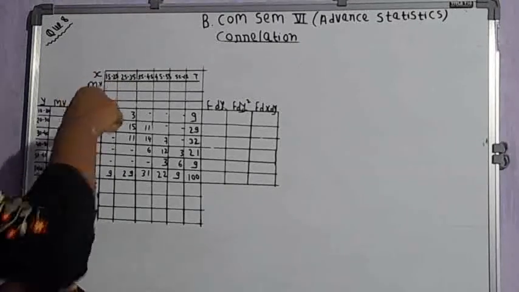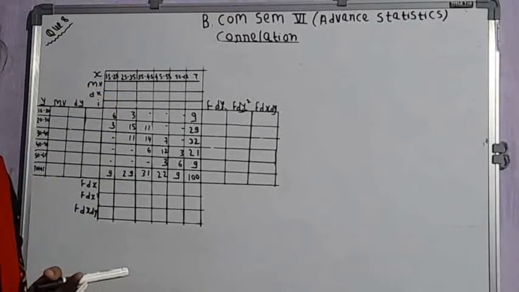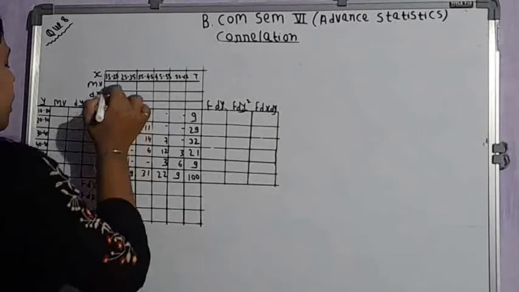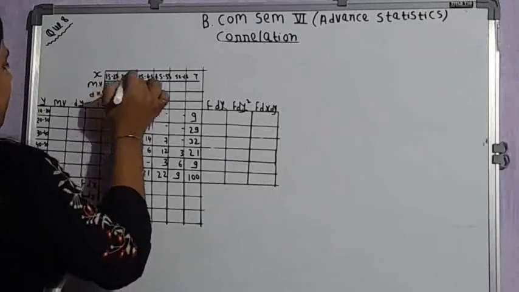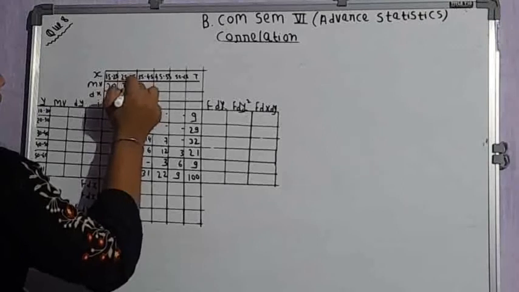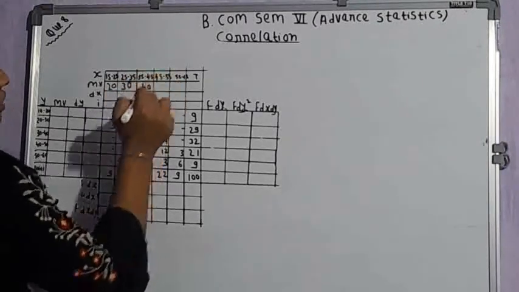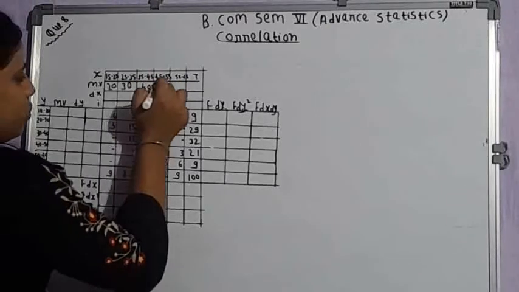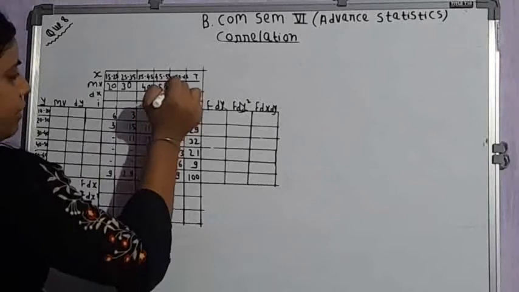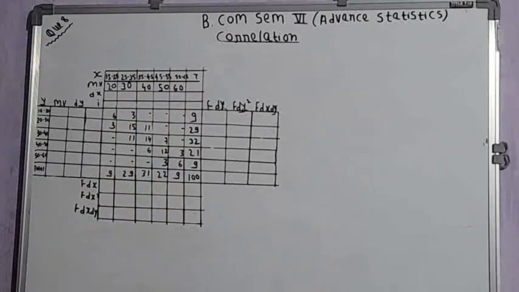Lower value plus upper value divided by 2. That means 15 plus 25 divided by 2, so it will come to 20. Then 25 plus 35 divided by 2 will come to 30. Then 35 plus 45 divided by 2 will come to 40. Then 45 plus 55 divided by 2 will come to 50. 55 plus 65 divided by 2 will come to 60. This way we have calculated the mid value.